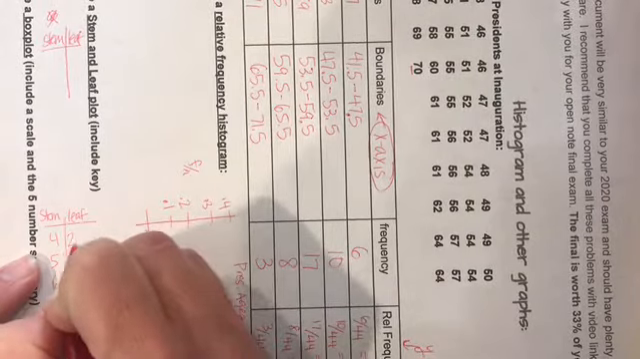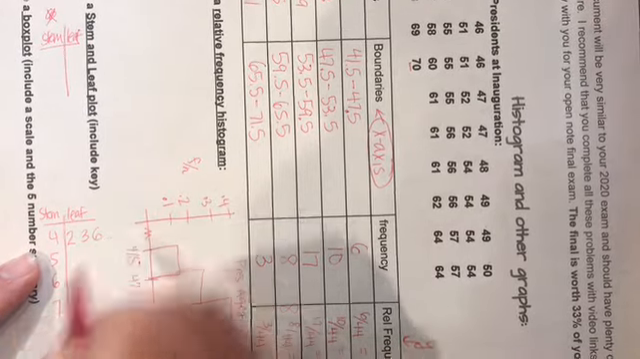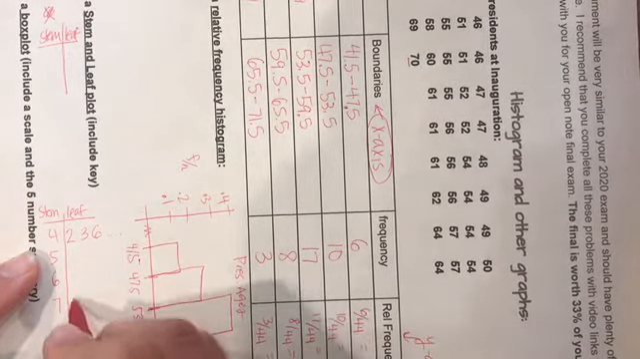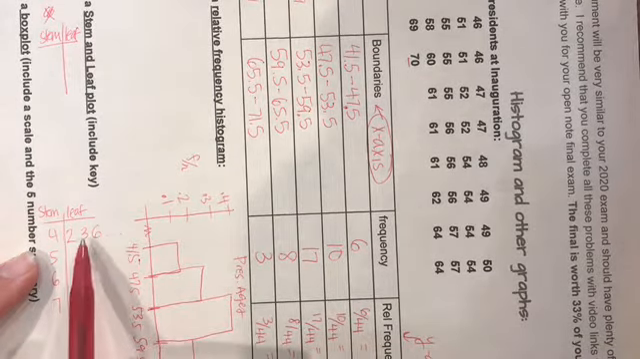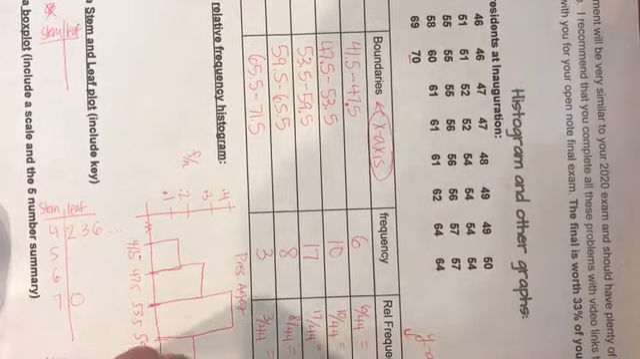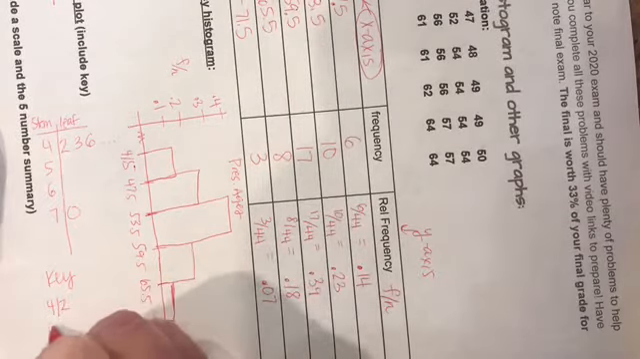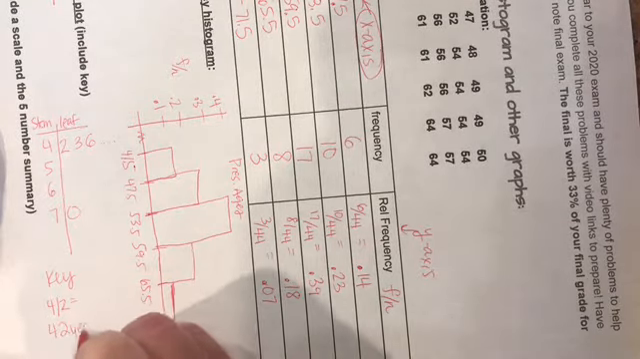The first presidents are 42, 43, 46. The oldest age is 70. So you would have all these numbers. You do not need commas, but you are supposed to put a key, just letting your audience know 42 means 42 years old.